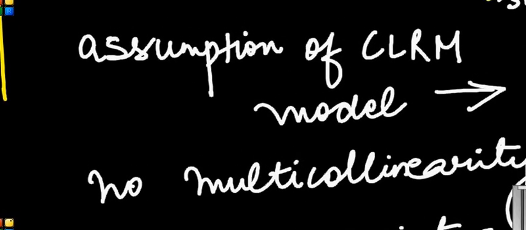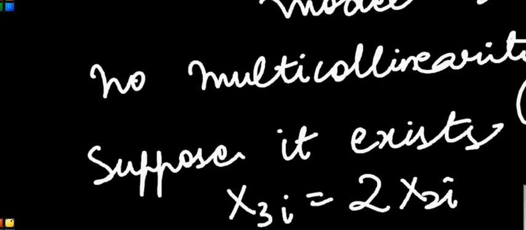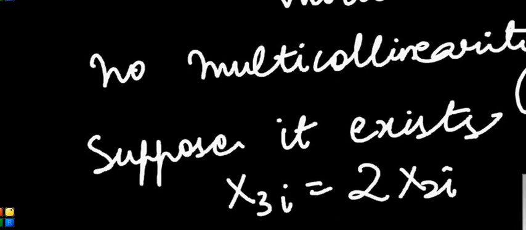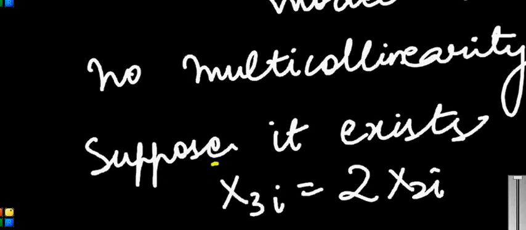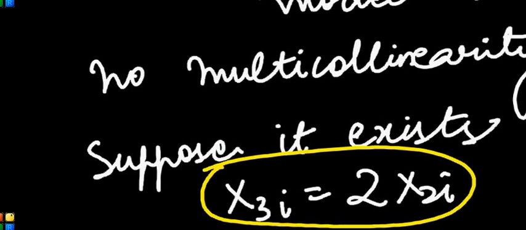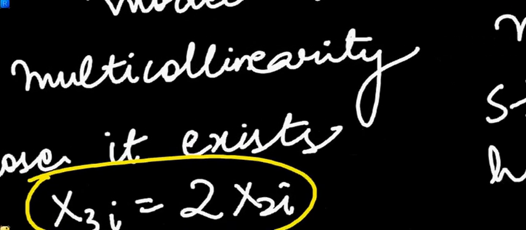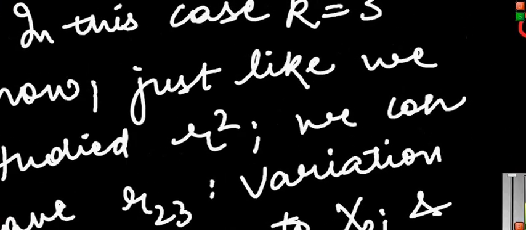I know that one of the most important assumptions of the classical linear regression model was that there is no multicollinearity. Supposedly multicollinearity actually exists, or I can say that x3i is actually twice of x2i. Suppose x3i is twice of x2i, then what do I do? Instead of x3i, I would write 2 times x2i.